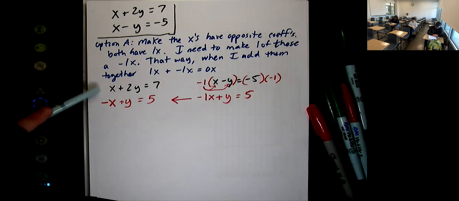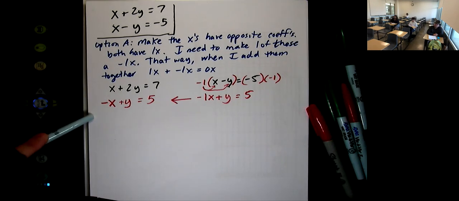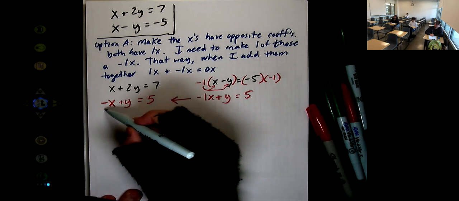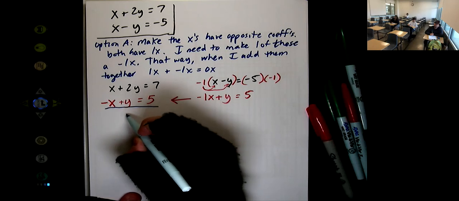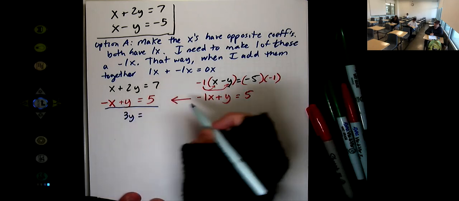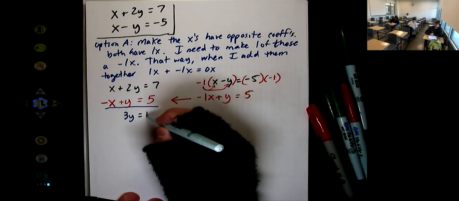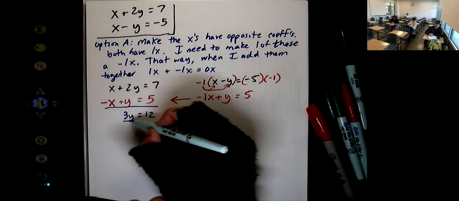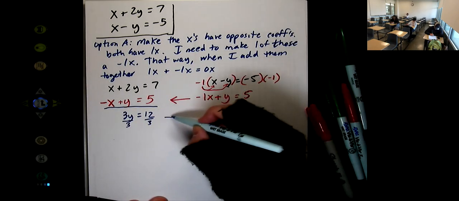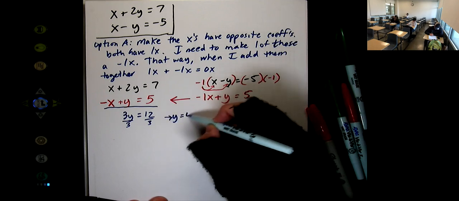So now one of the equations is still the same one I started with. The other one is just a change of signs. Now when I add these up, the x minus x goes away. 2y plus y equals 3y. And 7 plus 5 equals 12. So when I solve for y, it's multiplied by 3, so I'm going to divide by 3. And I get y equals 4.